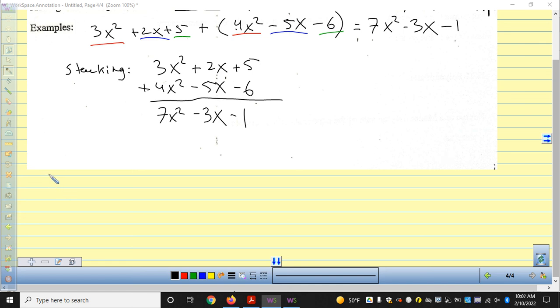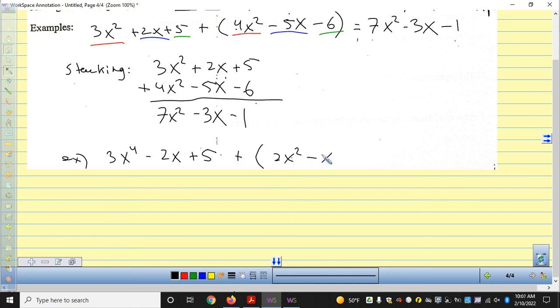All right, let me look at another one, and we'll talk about subtraction. We're going to add 3x to the fourth minus 2x plus 5, and we're going to add that to 2x squared minus x minus 3. And I want to combine like terms.